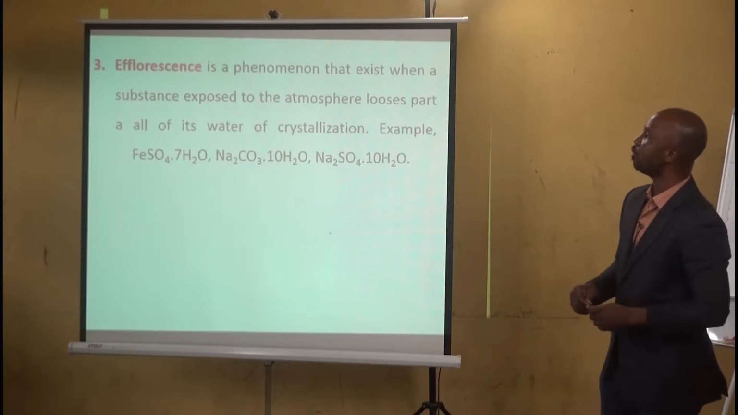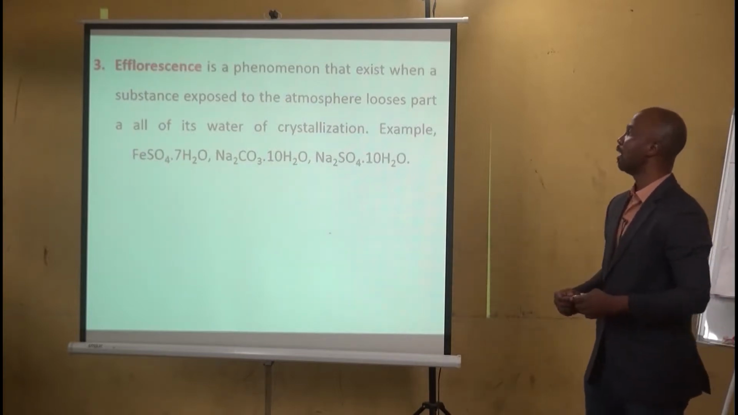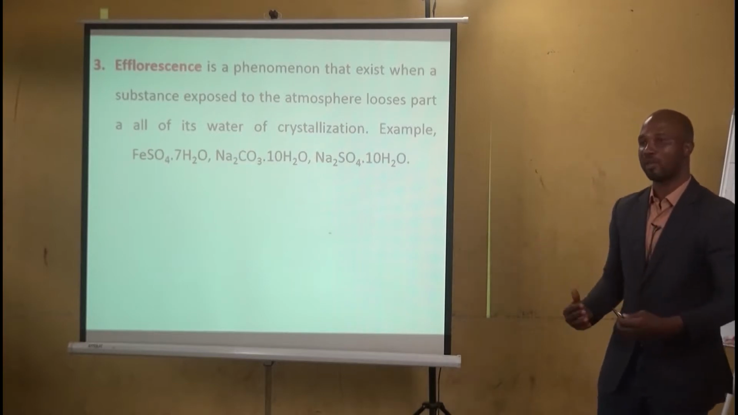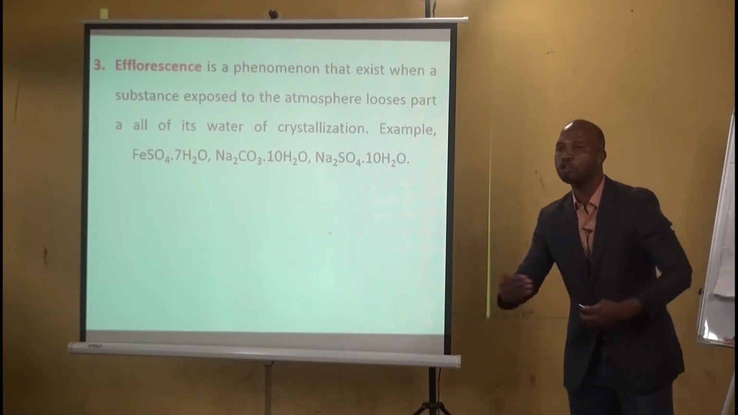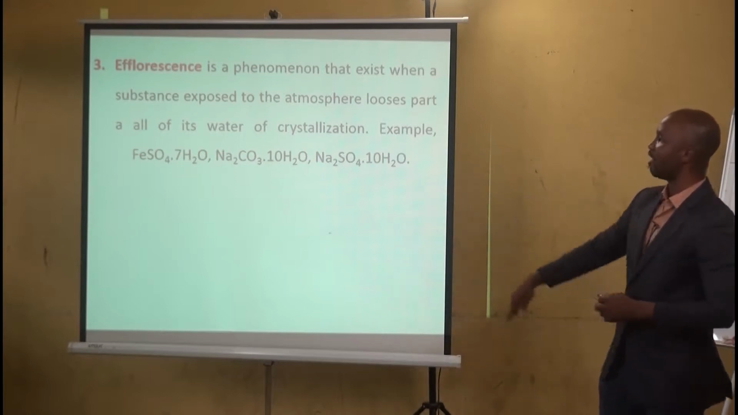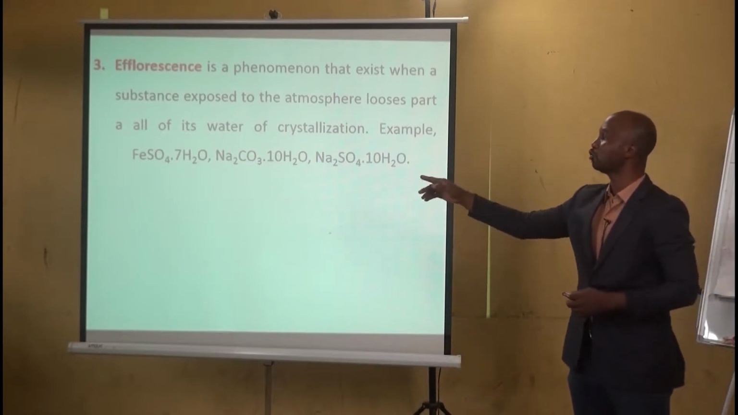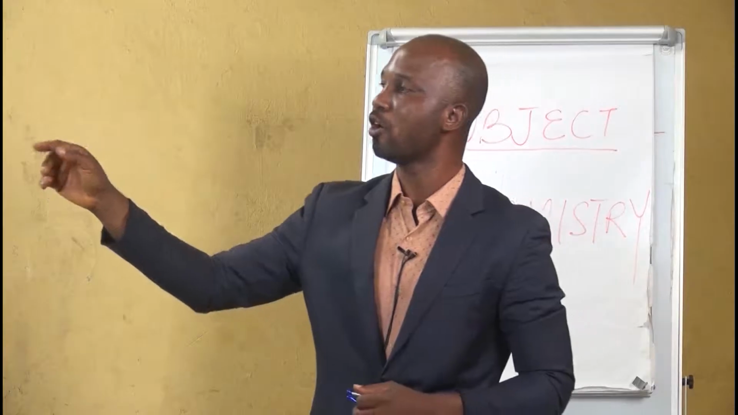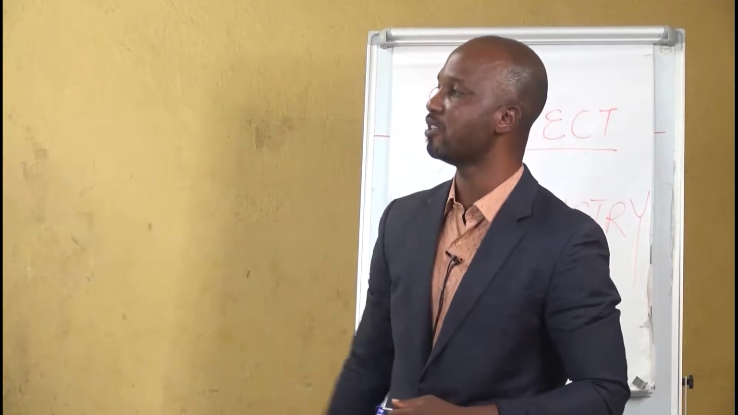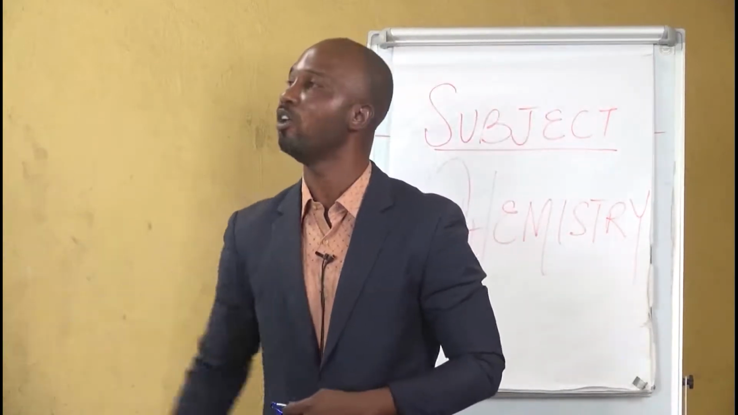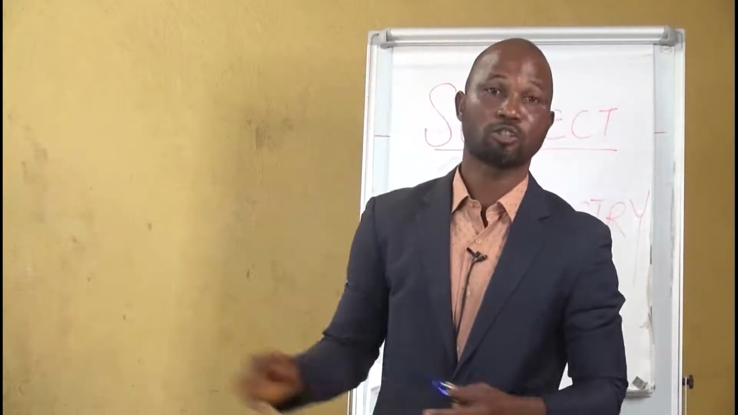So efflorescence is different from these two, and it's a phenomenon that exists when a substance that is exposed to the atmosphere loses part or all of its water of crystallization. As you can see in the case here, we have iron(II) tetraoxosulfate(VI) heptahydrate, sodium trioxocarbonate(IV) decahydrate, and sodium tetraoxosulfate(VI) decahydrate. These are all efflorescent salts.